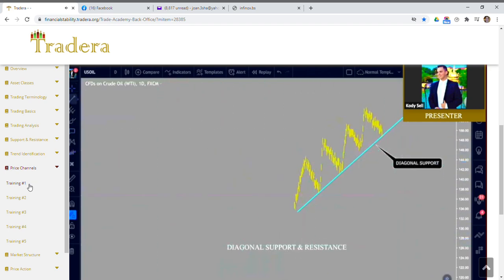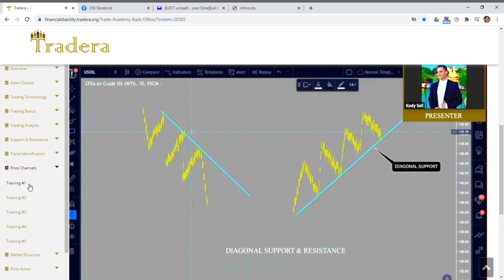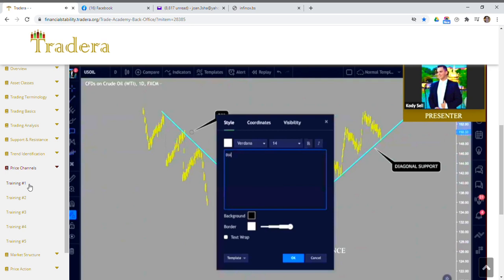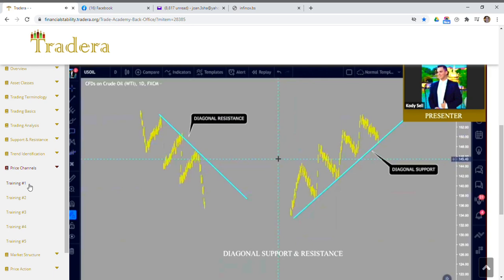Now in the case of a downtrend, let's move over here. Price is moving down, so we will have our trend line, our diagonal resistance, marked. So here's our diagonal resistance. These concepts work the exact same as horizontal support and resistance. And overall, we have this concept in our minds that in the market, price is simply moving between different types of support and resistance.